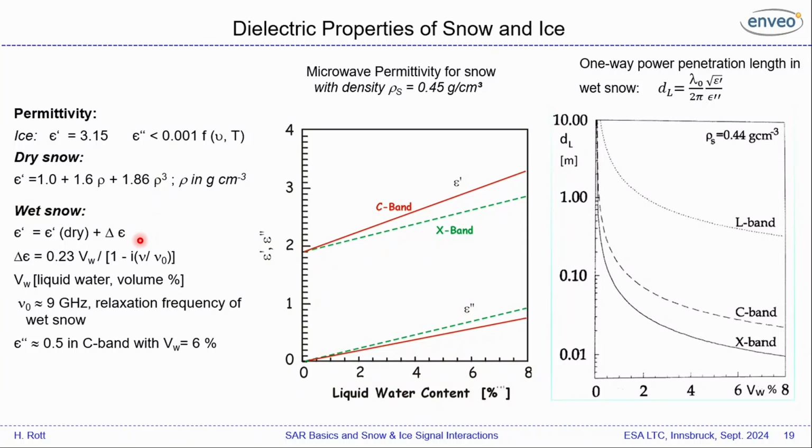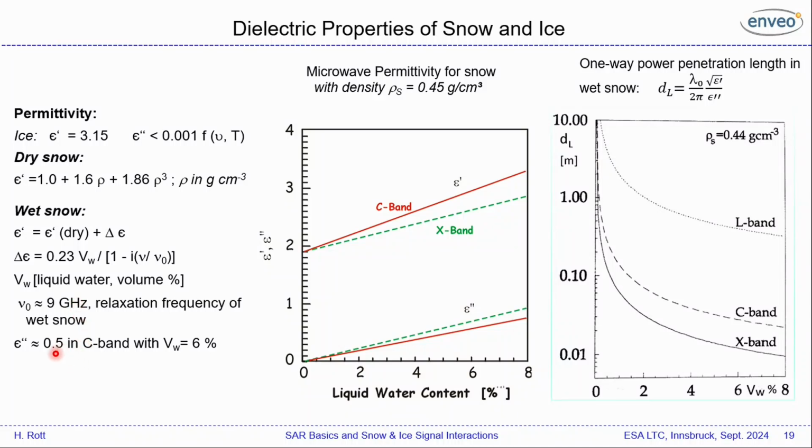For dry snow, this is the case; for wet snow, we can compute this by the real part of dry snow plus a term which is given by the water content by volume, times 1 minus the ratio of the frequency over the relaxation frequency of wet snow, which is about 9 gigahertz. This is close to the relaxation frequency of water, but not exactly.